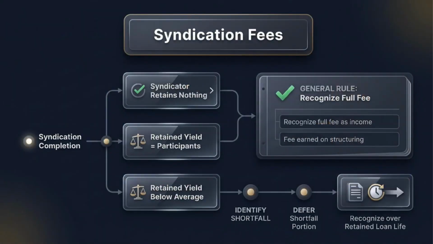A lead lender that arranges a syndication generally recognizes the syndication fee when the syndication is complete because the arranging service has been performed. But there is an important exception. If the syndicator keeps a portion of the loan, and its yield on the retained portion is lower than the average yield earned by the participant lenders, enough of the syndication fee must be deferred to correct the retained yield. The accounting prevents the lead lender from front-loading income while keeping an under-yielding loan.